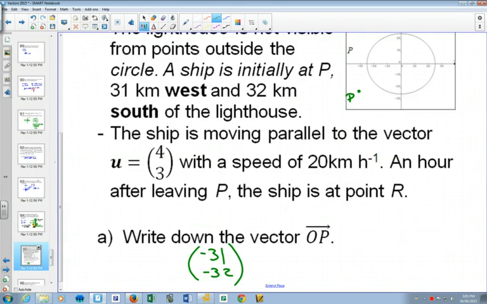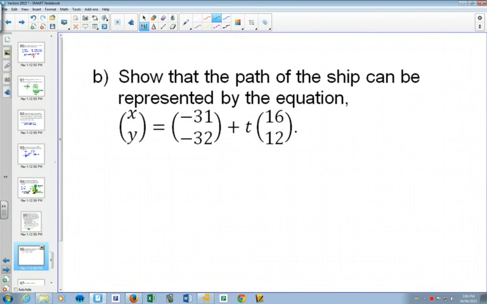Now in part B here, it's asking us to show that the path of the ship can be represented by this equation. So it's not enough to show that this equation works. We need to come up with this equation. In order to come up with our equation, we need a point that we're starting with. And we know that point P starts at (-31, -32).